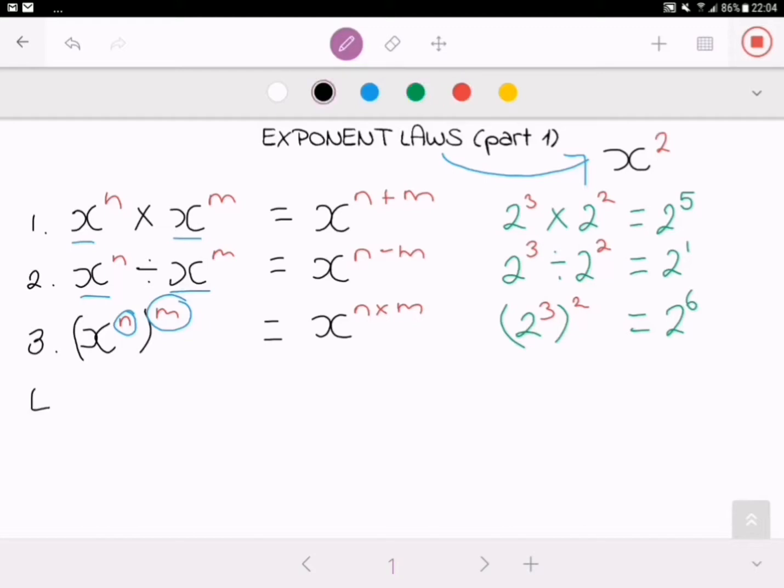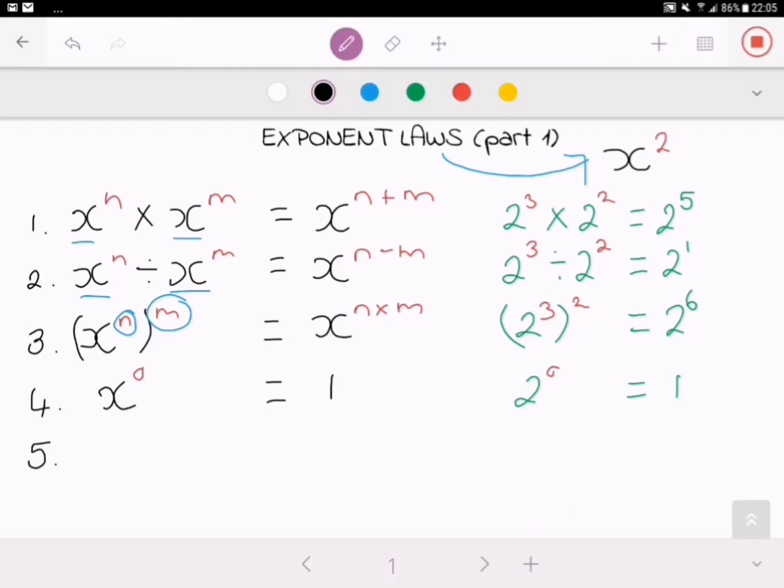Let's look at exponent law number 4. If we had x to the power of 0, that will equal 1. So any base value to the power of 0 would equal 1. Let's look at an example. If we had 2 to the power of 0, that would equal 1.